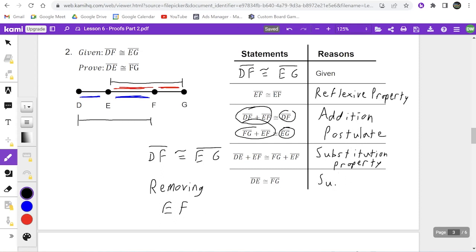That is the subtraction postulate, because I'm subtracting EF from both sides. And after you do that, you've got it. DE is congruent to FG. That's what we were saying from the beginning. So as you can tell, this one looks easy because it's just two line segments. But the proof is like 5 or 6 steps long. Yes, questions?